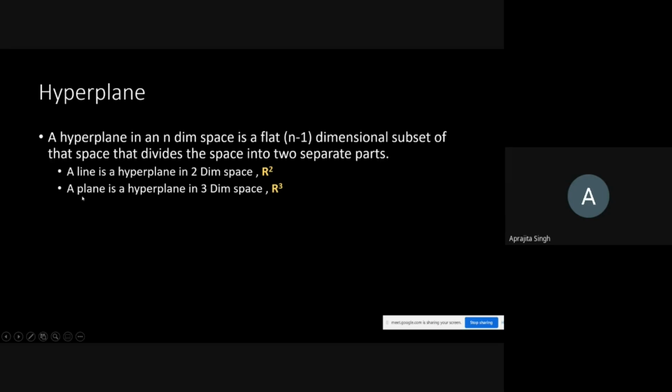What is a plane? A plane itself is two-dimensional, isn't it? What is a line? A line is itself one-dimensional. So a line is actually used to separate a two-dimensional space. A plane is used to separate a three-dimensional space. So what is it? N minus one, isn't it? A line is n minus one.